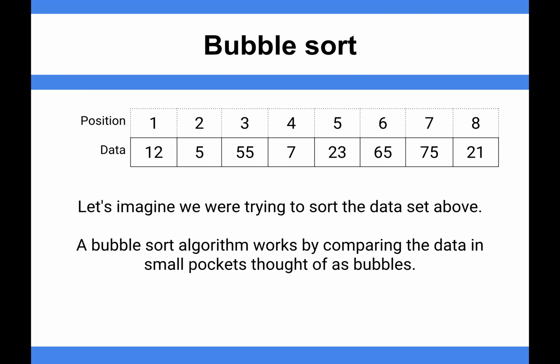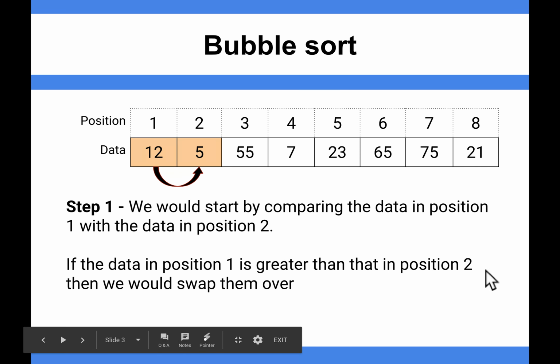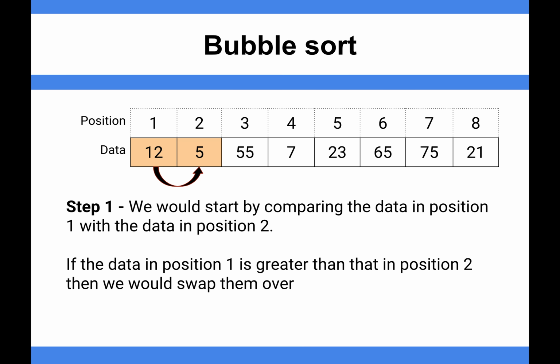Okay, so a bubble sort algorithm works by comparing the data in small pockets thought of as bubbles, and that's why it's referred to as the bubble sort. So it would start by comparing the first two pieces of data, so 12 and 5. Let's say we're sorting from smallest to largest. It would just compare those two, ignoring the rest of the data because it doesn't know what it is till it looks at it. It would look at these two and go, right, 12 is greater than 5, so I need to put 5 in position 1 and 12 in position 2.